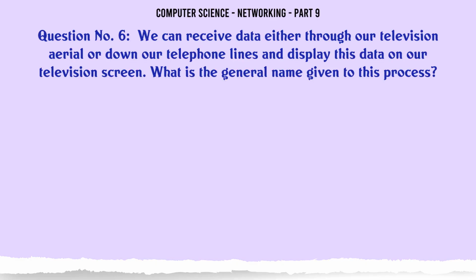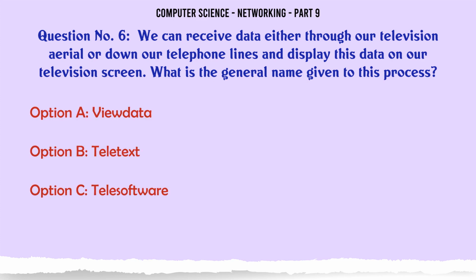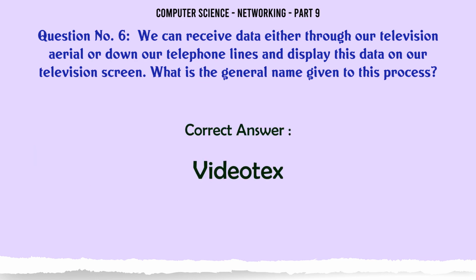We can receive data either through our television aerial or down our telephone lines and display this data on our television screen. What is the general name given to this process? A. View data. B. Teletext. C. Telesoftware. D. Videotex. The correct answer is videotex.